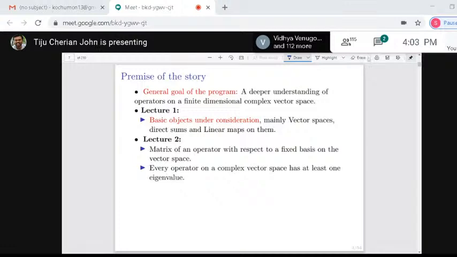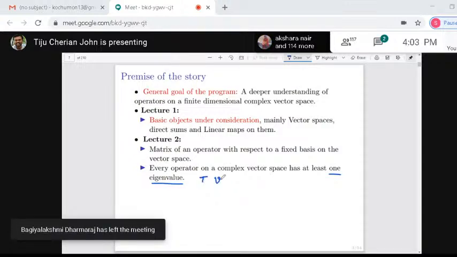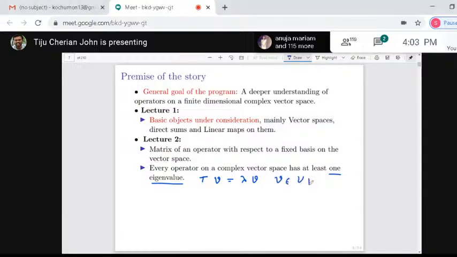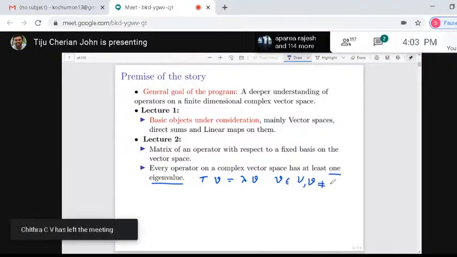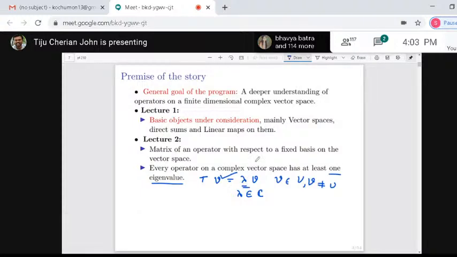And you have seen that every operator has at least one eigenvalue. Eigenvalue means, I think I don't need to say, if there is a non-zero v, element of V, such that T(v) equals lambda v for some lambda element of C, then we say that lambda is an eigenvalue of T with eigenvector v. This is very crucial. One of the cornerstones of linear algebra is this result: every operator on a complex vector space has at least one eigenvalue.